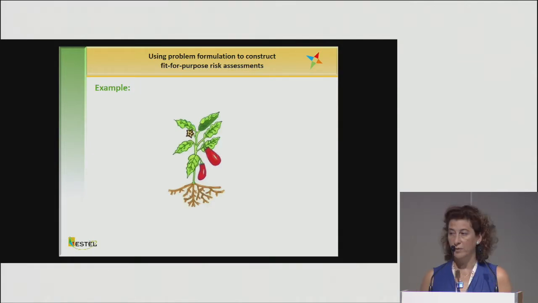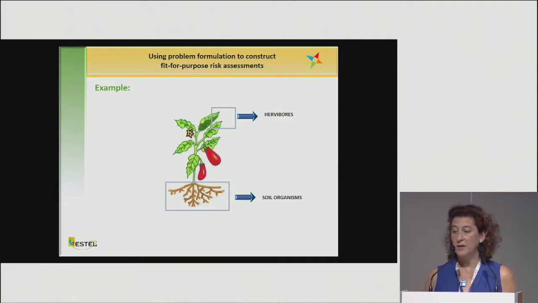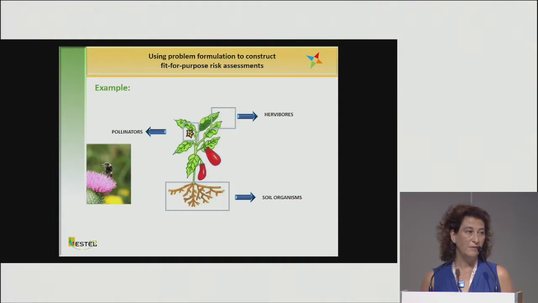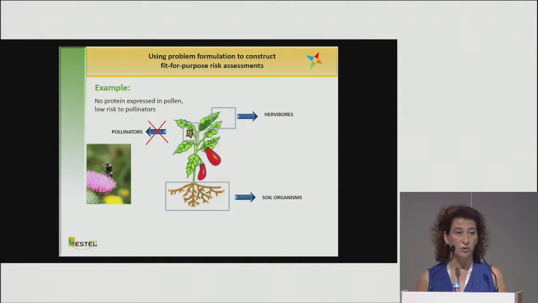So I'm going to give a very simple, very quick example. For GMOs, for example, one of the data requirements for all products is to provide an expression study where you show whether the protein is expressed in different plant parts. So you know that if it's expressed in the leaves, there might be exposure to herbivores. And if it's expressed in the roots, there might be exposure to soil organisms. If there is expression in the pollen, then pollinators might be affected. But if the expression study tells me that there's no expression of the protein in pollen, the exposure to pollinators will be very low. And at this stage, I can say, well, it's very unlikely that there's going to be a risk to pollinators.